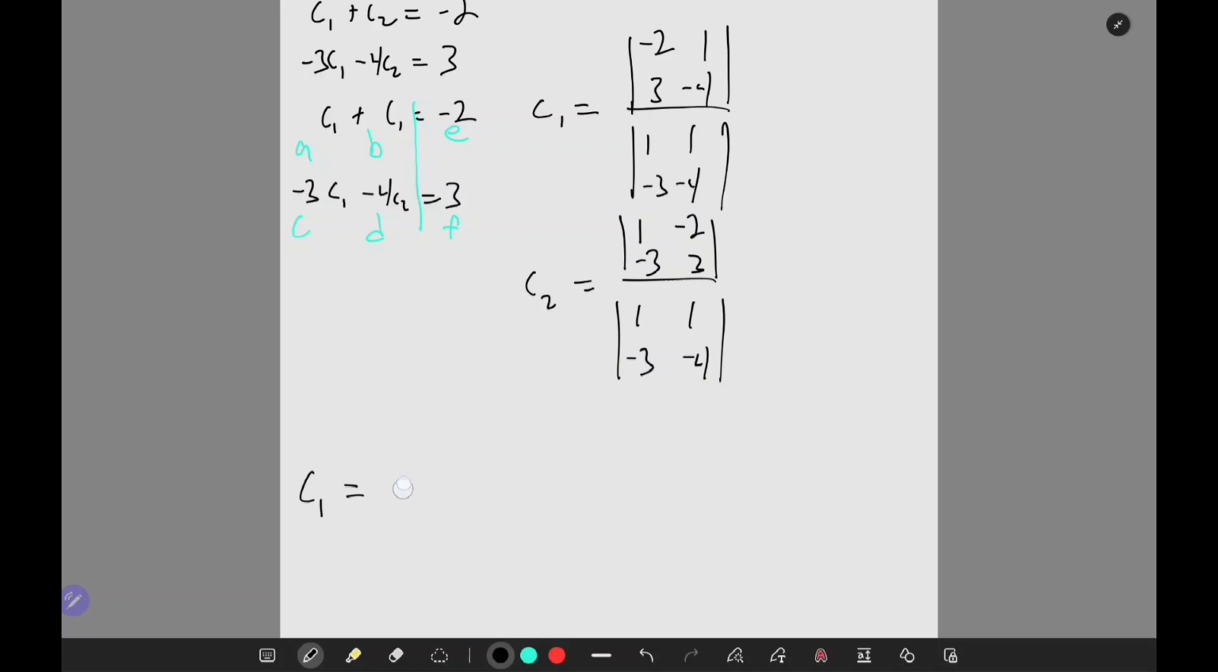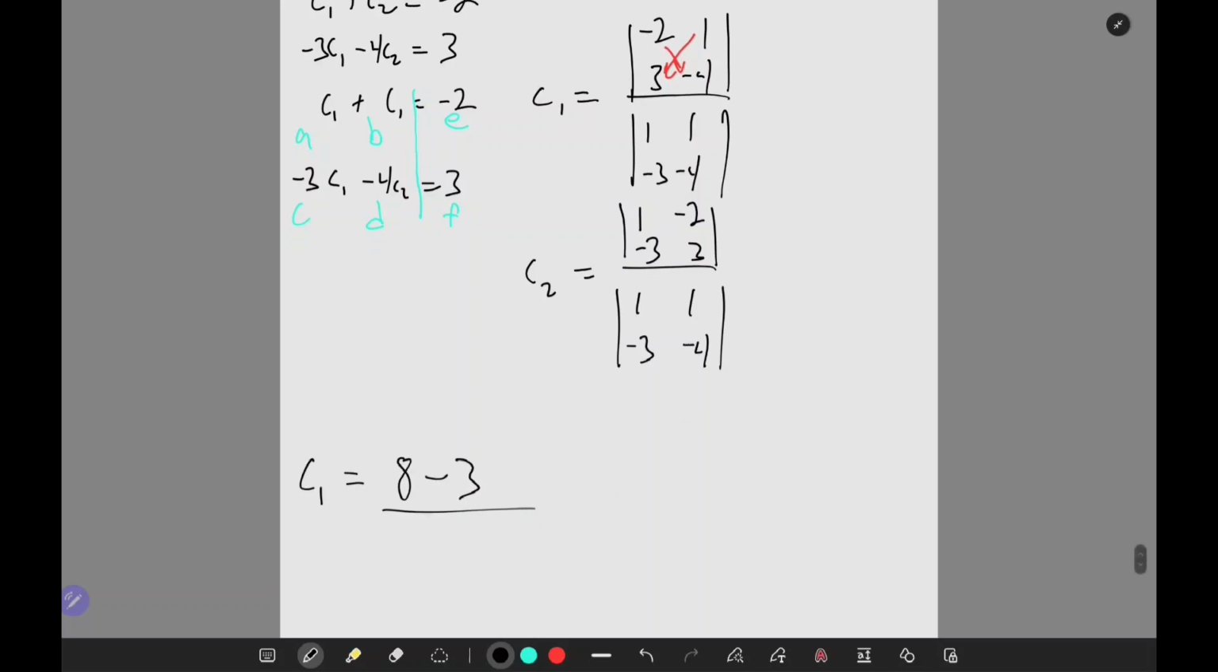Okay, so now if we do that, we can do this in our head, right? This determinant can be done in our head, so C1. So -2, remember, it goes this way and then this way. So -2 times -4 is 8 minus 3, right? Because when you do it the other way, you subtract. It's 8 minus 3 over, that's -4 plus 3. See how I got that? 1 times -4 is -4. And then you subtract 1 times -3, which is -3, but the minus is there, so it becomes plus 3.